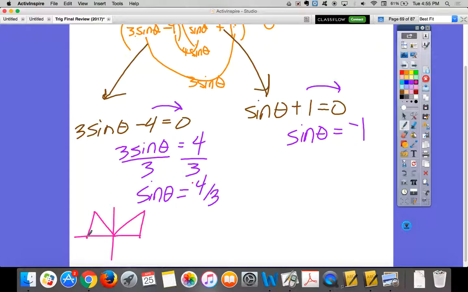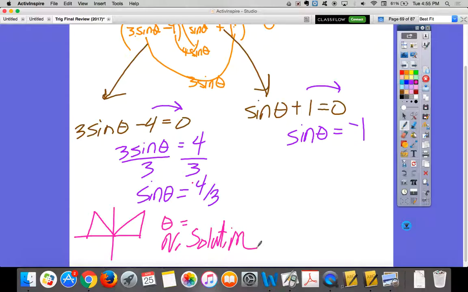Make sure it's in, well, we're going to do it in degrees and convert. So go ahead and swap it to degrees. And we're going to do inverse sine of 4/3. Oh, wait a minute, that's over 1. So I got domain error. So this is no solution. We don't even have to worry about it.